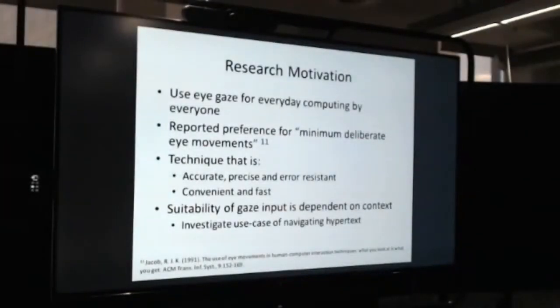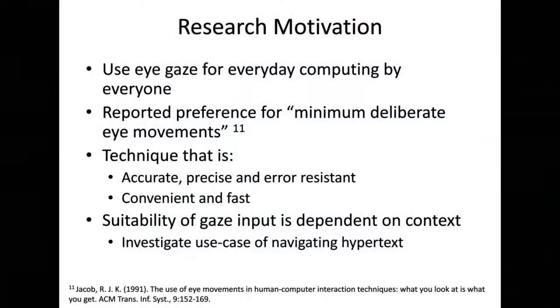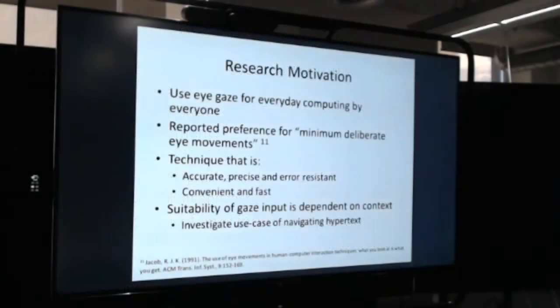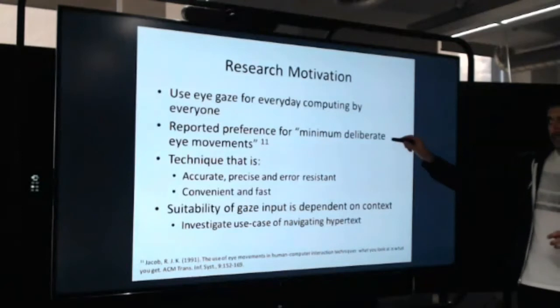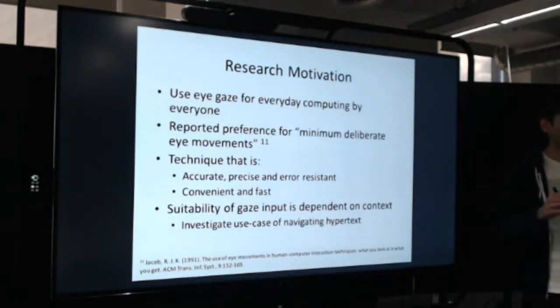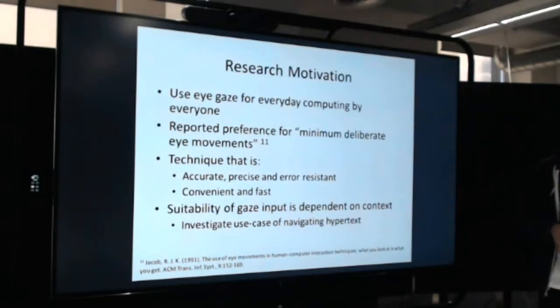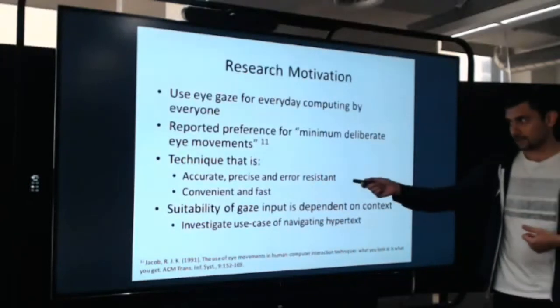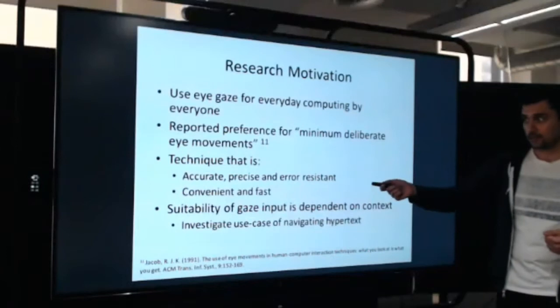So based on that, my research motivation was to see if eye gaze interaction can be made feasible for everybody. Because there was a strong reported preference for minimum deliberate eye movements, because we as humans don't control our eyes very consciously. It's almost like an automatic thing that we're doing. So if the instruction manual says that do this with your eyes, then it's something that we don't like to use over a long period. So this became sort of like a guiding principle for my research, that whatever I work on has to be really easy to use and very simple, almost requiring no training. And a technique that is convenient and fast, but is also accurate and precise and error resistant.